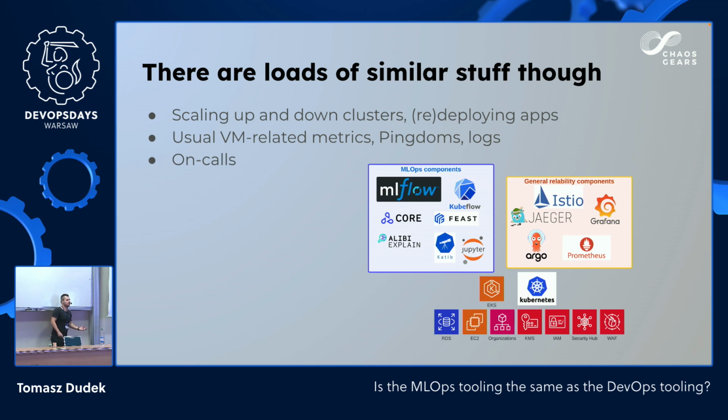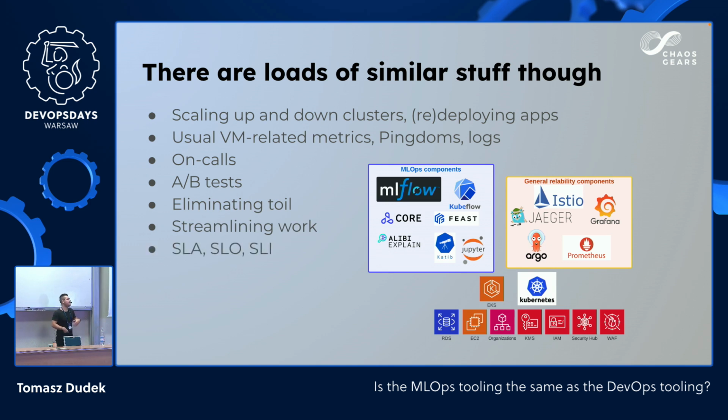We attend on-calls in some systems. We perform A/B testing. We eliminate toil, which is a word from the site reliability engineering book, meaning we eliminate work that brings little benefit in general and can be automated. We streamline work for others. We have some SLA, SLO, SLEs. There was a talk in the morning about those parameters. We've got infrastructure as code, CI/CD, scripts, and as Paweł said, security is the last one. So we also maintain the security of the solution.